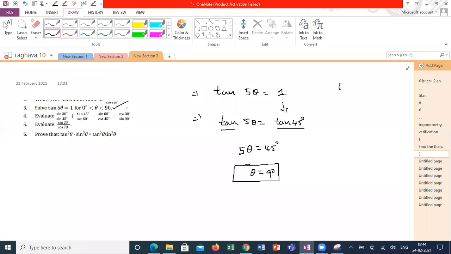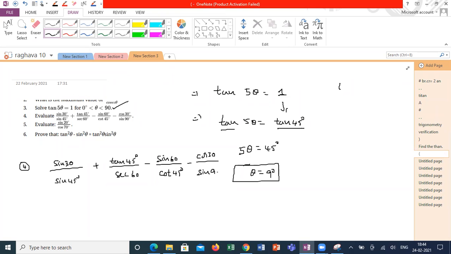What is the answer? So what is the given? Sine 30 by sine 45 plus tan 45 divided by secant 60, minus sine 60 divided by cot 45, minus cos 30 divided by sine 90. So what is the sine 30 value? 1 by 2, 1 by root 2 plus 1 by, what is the secant 60 value? 2 only.